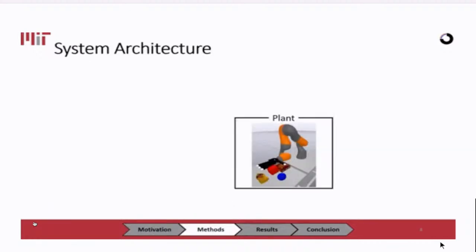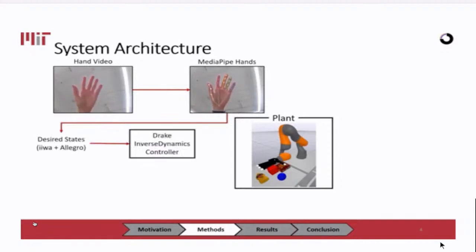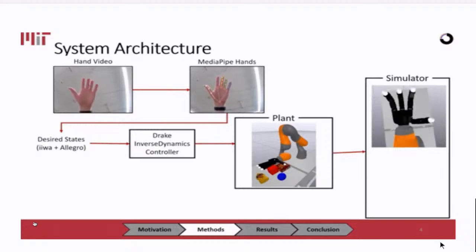The environment we are controlling contains the Allegro hand, the Iiwa arm, and various objects. Our system was designed such that the Allegro hand and Iiwa were controlled based on separate pipelines. Starting from the hand, first the hand video was captured with a single, uncalibrated RGB camera. Using MediaPipe Hands, a software that can track hand kinematics, we obtained joint positions of the operator's hand. This is passed into the desired states of the Allegro hand. Then we pass those states into the inverse dynamics controller to output torque for each of the controllable joints of the hand. Once this is passed into the plant, the simulator shows the Allegro hand moving like this.